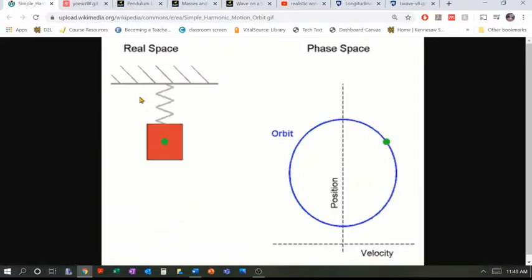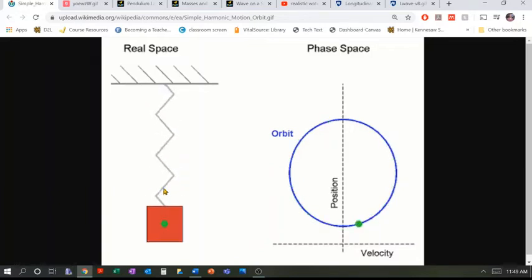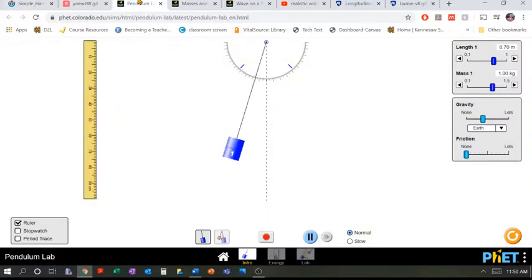Here are two examples. Here's a mass on a spring that is oscillating up and down. Orbits, like the moon orbiting the earth, would be an example of periodic motion. It repeats itself in the same way at regular, equal time intervals. Here's another example of periodic motion. It's a pendulum. The motion is the same, and it takes the same amount of time for the motion to occur over and over again.